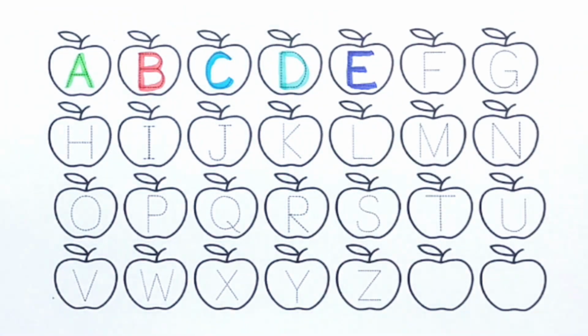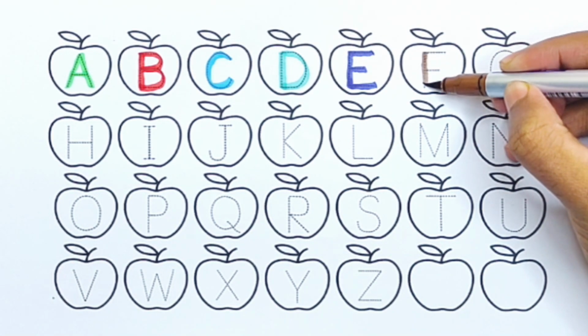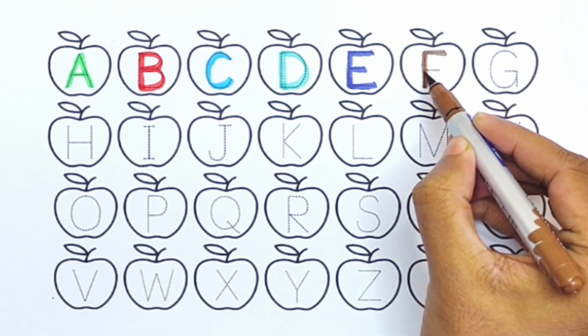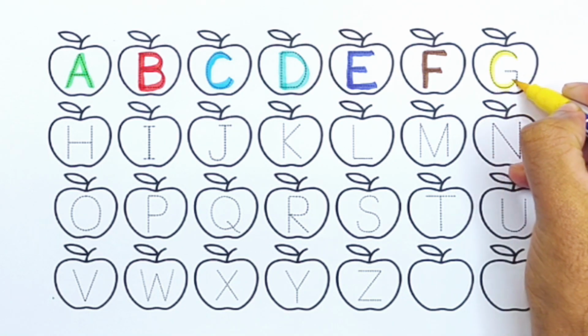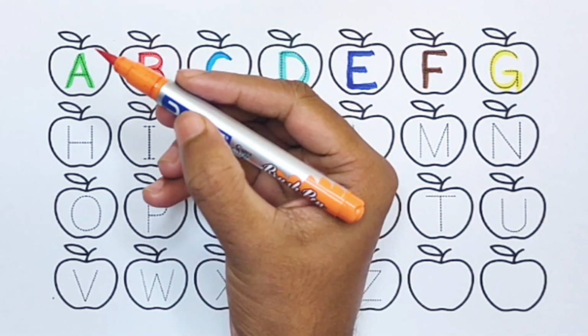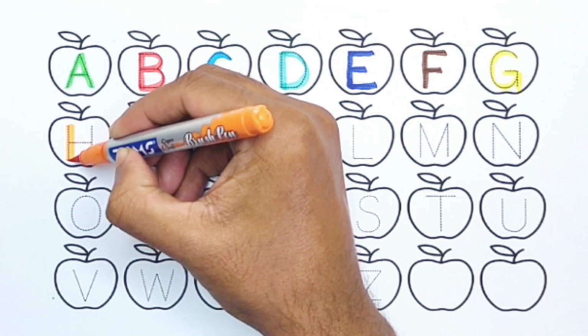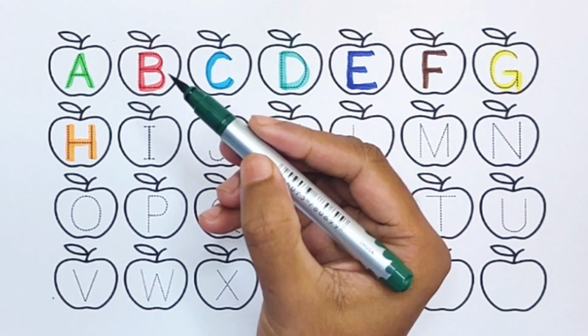E for egg, brown color. F for fish, yellow color. G for grapes, orange color. H for hand, green color.